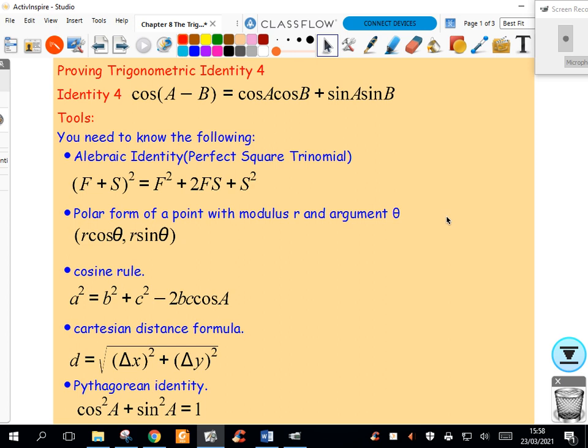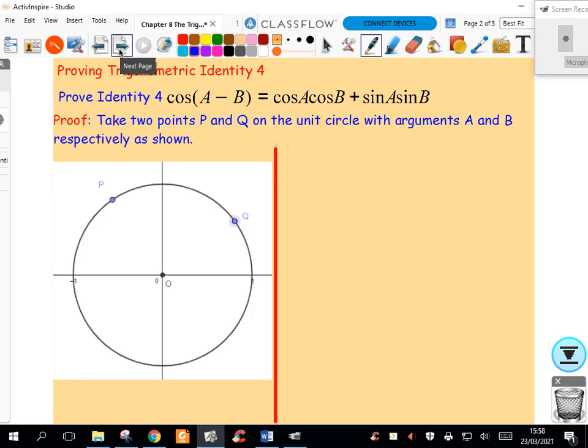If I have any point with the modulus r and argument theta, for example, if this is my point, that means that distance is r, that angle is theta. This point can be written as r cosine theta, comma, r sine theta. The cosine rule, the Cartesian distance formula, square root of x2 minus x1 squared plus y2 minus y1 squared. It's just the square of the run plus the square of the rise inside there. And the Pythagorean identity is for any angle, cosine squared of that angle plus sine squared of that angle is always equal to 1. So here's my proof.